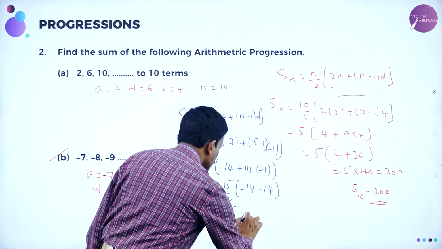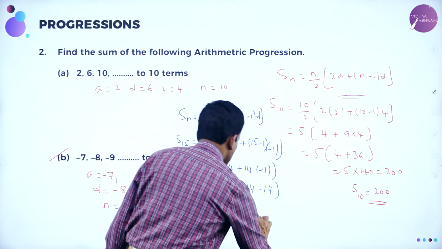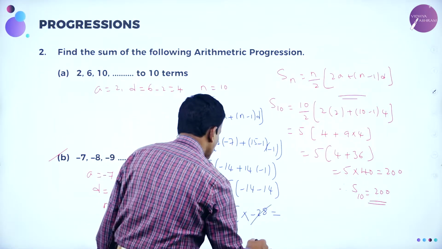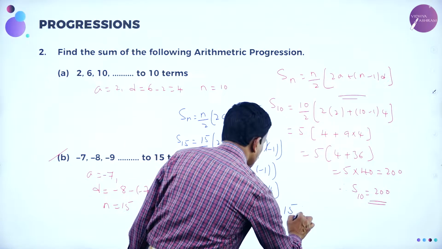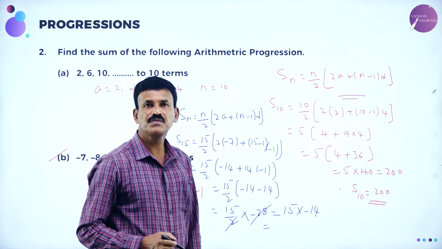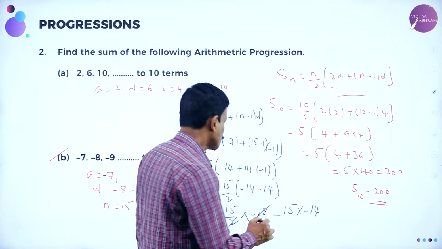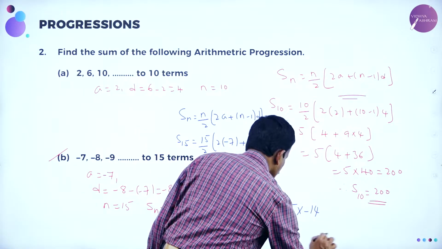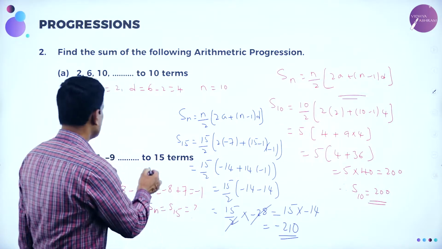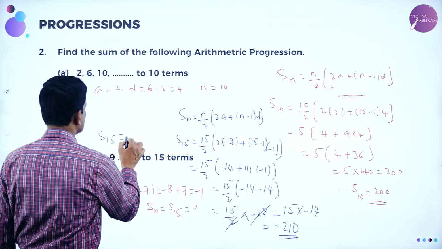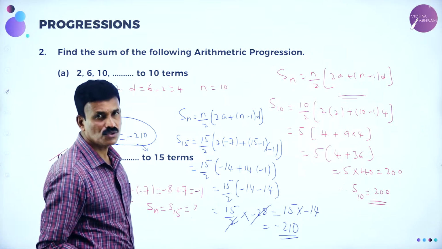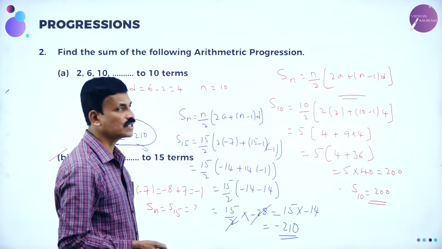15/2 × (−28). If you divide by 2, you will get −14. So this is 15 × (−14), which is −210. So the sum of 15 terms, S15, is −210, which is the required answer. That's it. Hope you followed. Okay. Now let us come to the next problem.